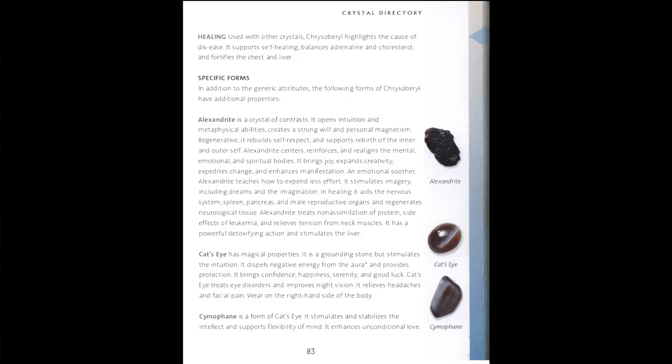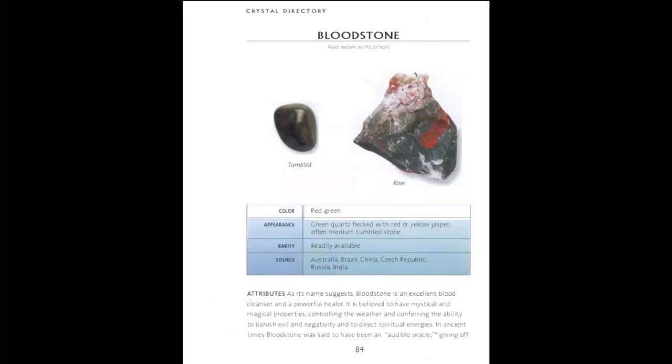Cymophane is a form of cat's eye. It stimulates and stabilizes the intellect and supports flexibility of mind. It enhances unconditional love. Bloodstone: red-green, green quartz flecked with red or yellow jasper, often a medium tumbled stone. Readily available: Australia, Brazil, China, Czech Republic, Russia, India.